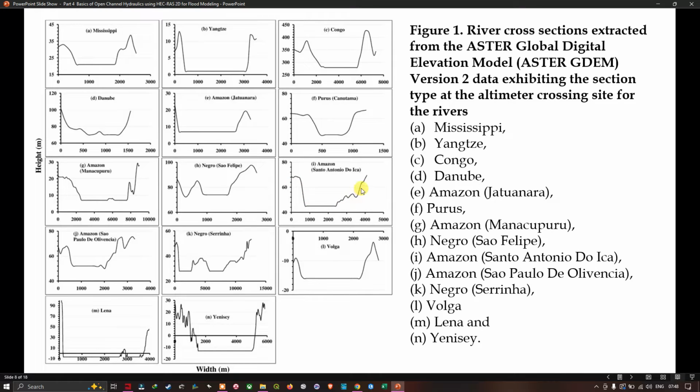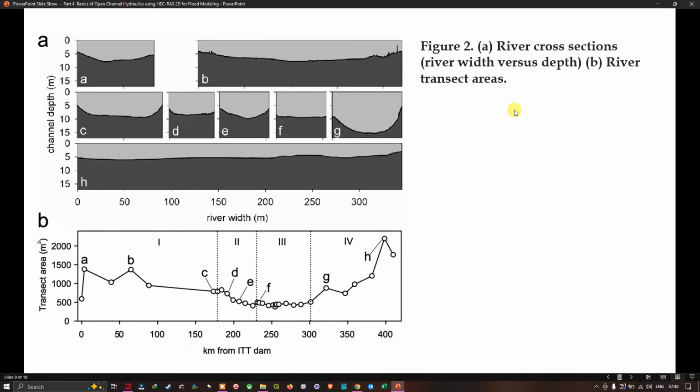Each of these cross-sections tells us different information about this particular river. And last is Lena here. You can see the cross-section here. So these are the different river cross-sections. I wanted to show you the different river cross-sections done using the ASTER Global Digital Elevation Model. And this is the figure which indicates the river cross-section.